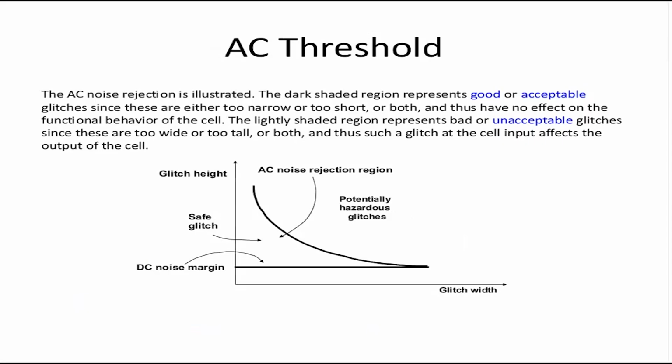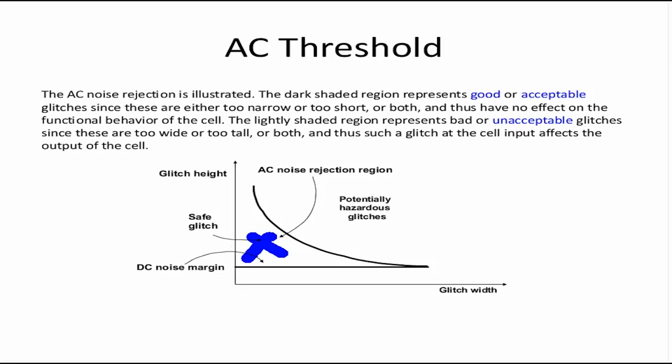This slide doesn't show dark and light shades, but I'll point it out. The dark shade region represents the good or acceptable glitches. There is a DC noise margin, and we have plotted the glitch height, and now there is a glitch width also. This area belongs to the glitches that have lower widths. So this is the safe area. As the glitch height keeps increasing, the safe area becomes narrower and narrower.